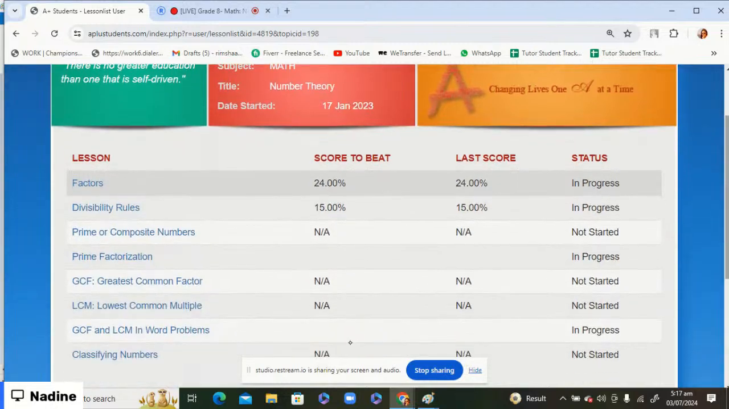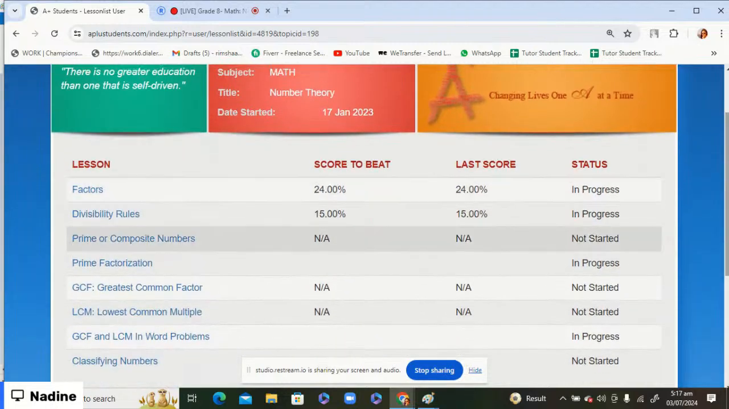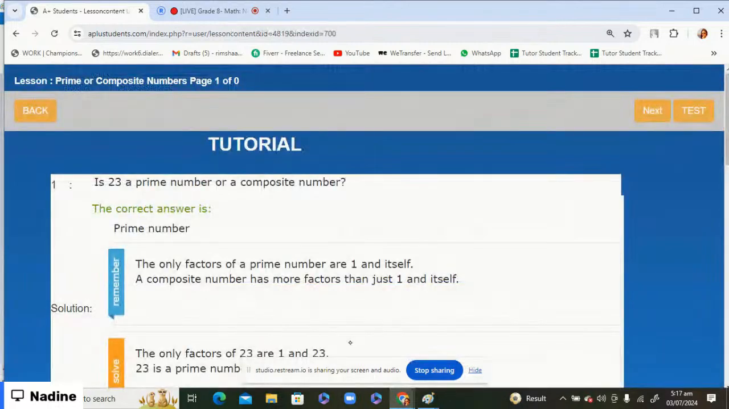Okay. Now, prime and composite numbers. First, let me tell you the meaning of a prime number and of a composite number. Prime numbers are numbers which are only divisible by themselves and 1. They cannot be divided by any other number, like 2, 3, 7, 11, 13, 17, 19, 23, 29, 37.